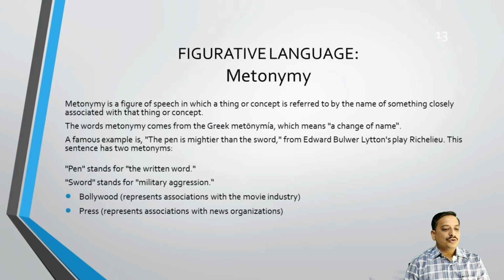Now we'll move on to the next literary device, metonymy. Metonymy is a figure of speech in which a thing or concept is referred to by the name of something closely associated with that thing or concept. The word metonymy comes from the Greek metonomia, which means a change of name. The famous example of metonymy would be "The pen is mightier than the sword" from Edward Bulwer Lytton's classic play Richelieu. The sentence has two metonyms. Pen here stands for the written word and sword stands for military aggression.